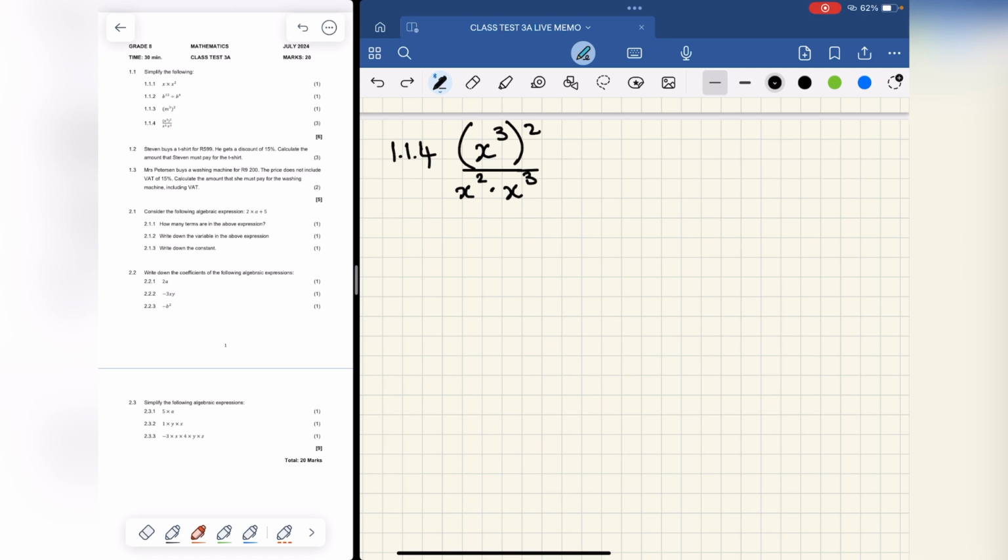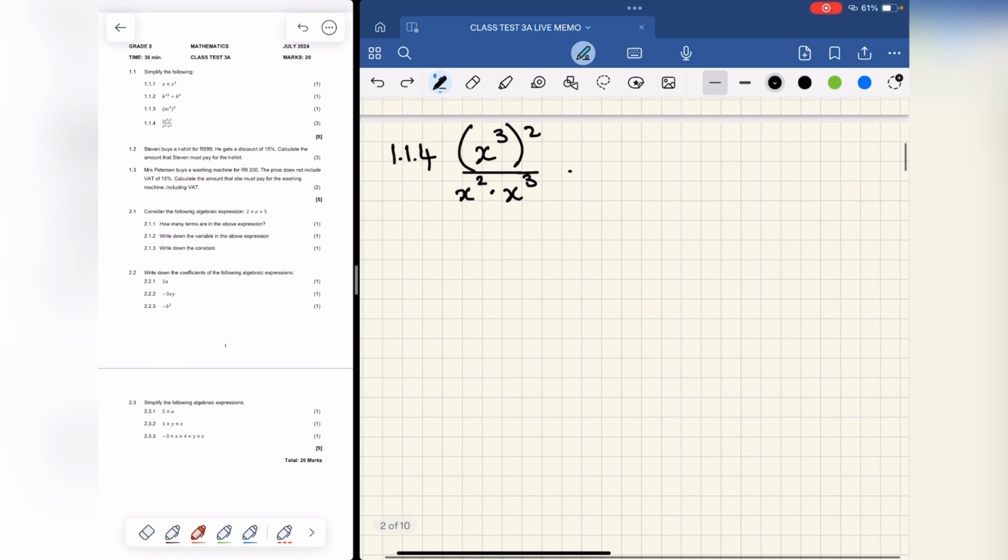Now, when we have a fraction, we need to always look at how we can simplify the numerator, and whether we can simplify the denominator, and then afterwards we can divide. So in this case, in the numerator, we've got a power raised to a power. So that means I can say x to the power of 3 times 2. And in the denominator, this is x to the power.